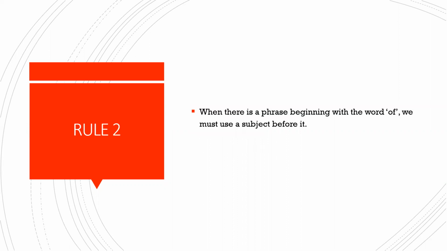Here's the second rule for you. When there is a phrase beginning with the word of, we must use a subject before it. What do I mean by this? Here's an example for you. A herd of cows is grazing in the field. Now, very often people are confused with this. The minute they see the word cows, they picture it in their minds and they say, oh yes, it's a number of cows. It's not one cow. It is more than one cow. And hence, I should use the verb are and not is. And they get the sentence wrong.